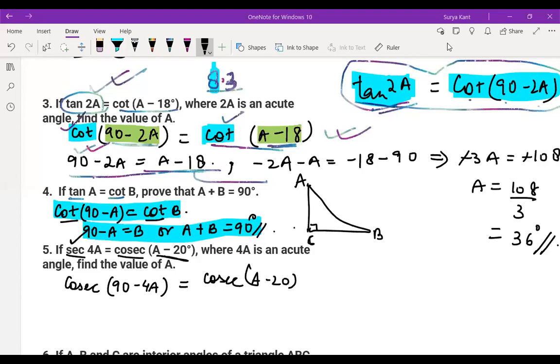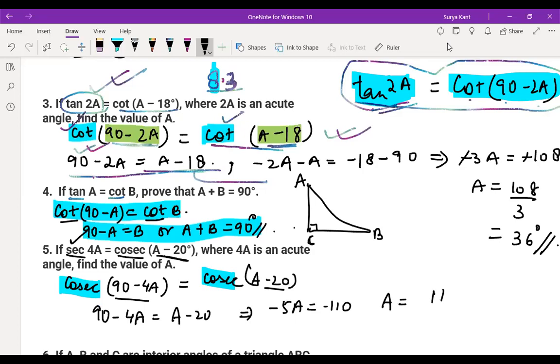So we are changing either both to sec or both to cosec. The first one I was considering, I'm writing sec 4A is equal to cosec 90 minus 4A. And on the right hand side, cosec A minus 20, we are writing as it is. Now if you check, this cosec and cosec both are the same. It means the angles after this, both are equal. So we can write 90 minus 4A is equal to A minus 20. You bring A this side, what you get? Minus 5A is equal to minus 110. So A is equal to 110 divided by 5, that is 22 degrees.